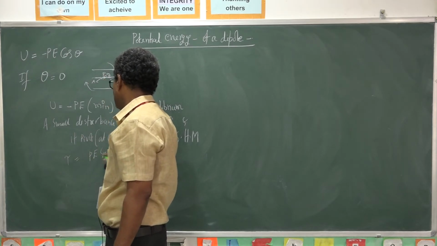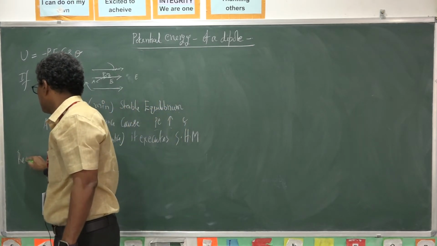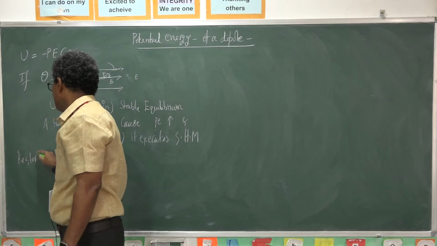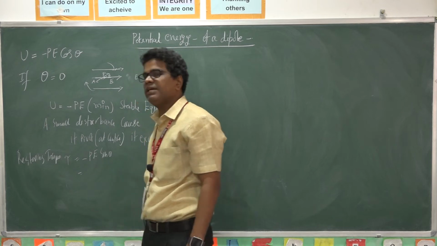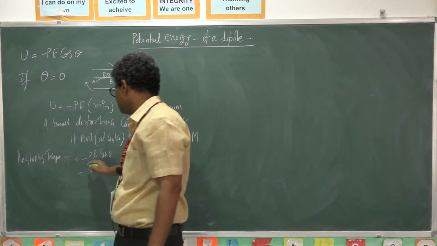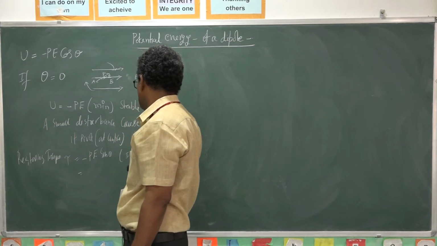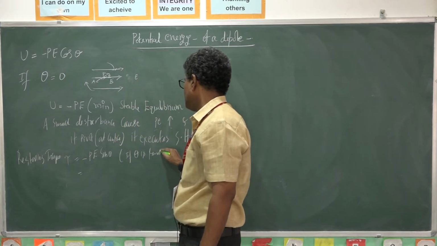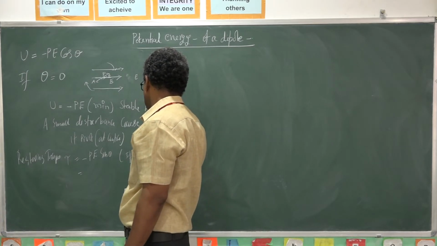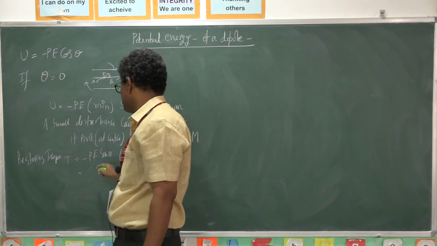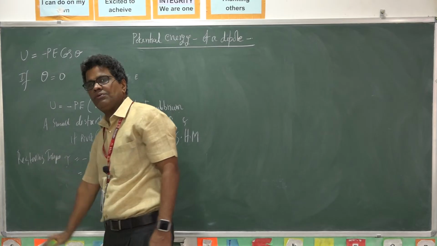If theta is small, this torque is called restoring torque, because it brings it back to its original position. Hence we can represent it with a minus sign. If theta is small, sin theta can be taken as approximately equal to theta. So we will take that assumption. PE theta, that is tau.